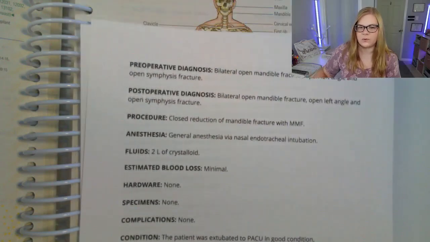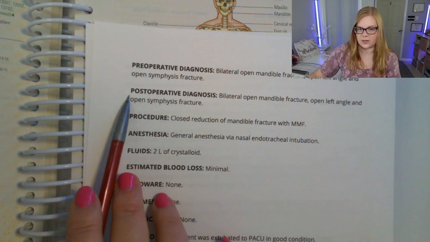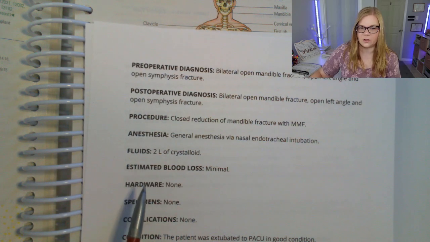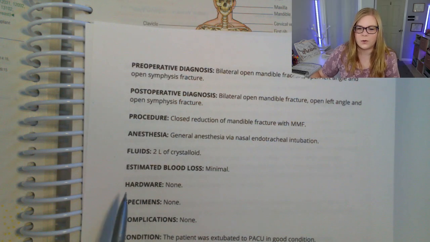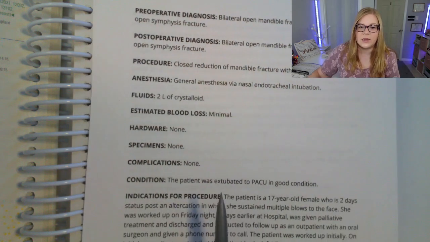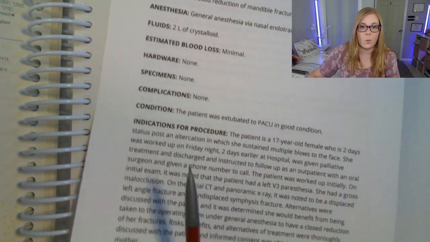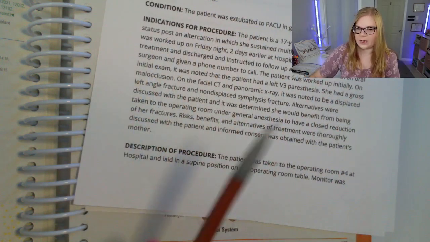And what we usually do is start at the top of our surgical operative reports. They have the pre-op and post-operative diagnosis, procedure, anesthesia, fluid, blood loss, any hardware. If this is a service that wouldn't involve hardware, you wouldn't usually see that caption. Specimens, any complications, condition of the patient, and then the indications for the procedure, kind of the why are we doing this, and then what happened. So this is the why, what happened.